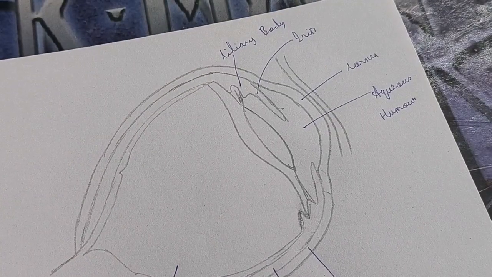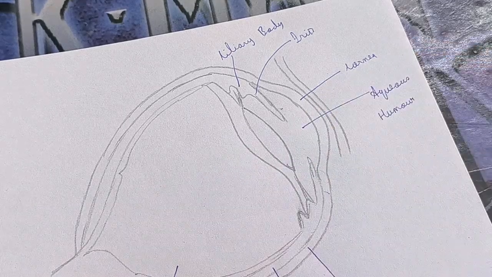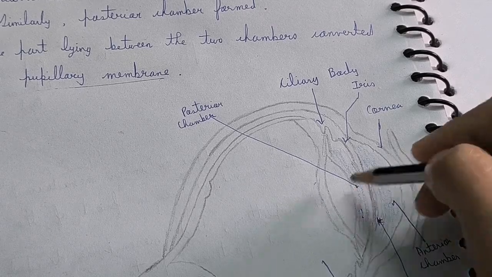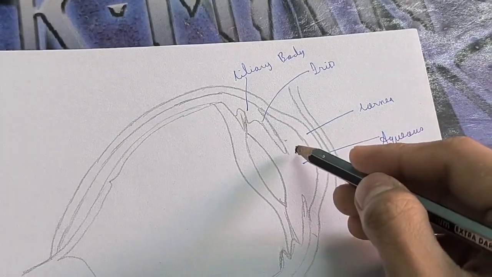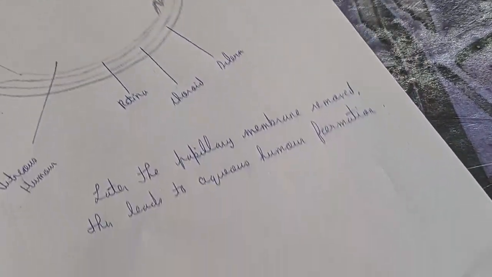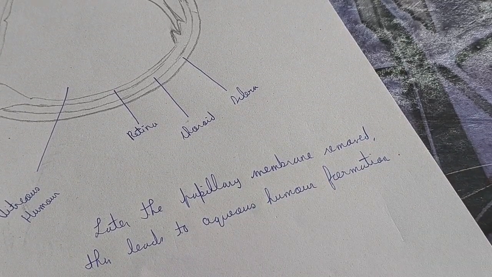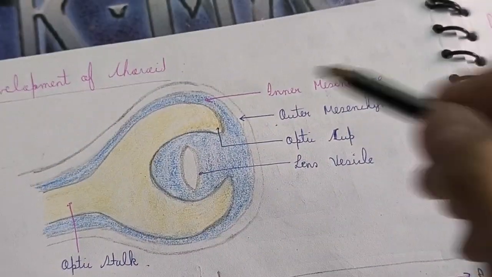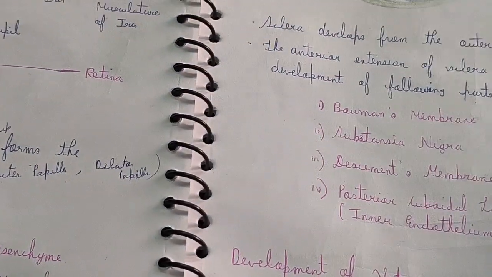Friends, you can see that later this pupillary membrane disappears. Initially the pupillary membrane is present and obstructing the lens, but later it disappears, and as a result of the disappearance the aqueous humor is made in future. Therefore, later the pupillary membrane is removed, and this leads to formation of the aqueous humor. So in today's video we discussed the formation of the choroid, the ciliary body and iris, and also the formation of the sclera and vitreous humor.